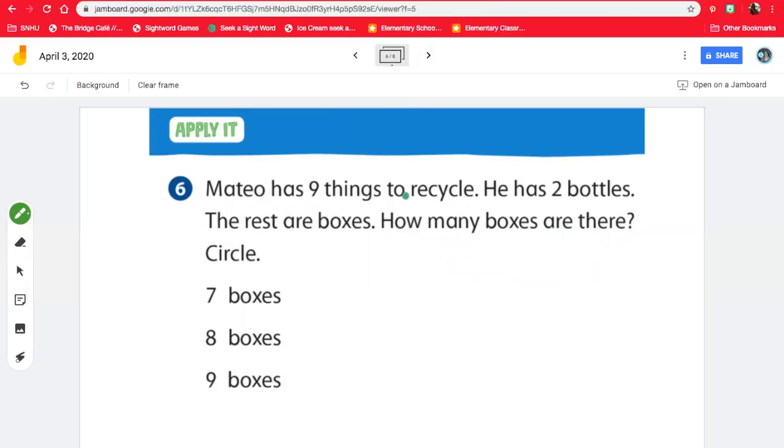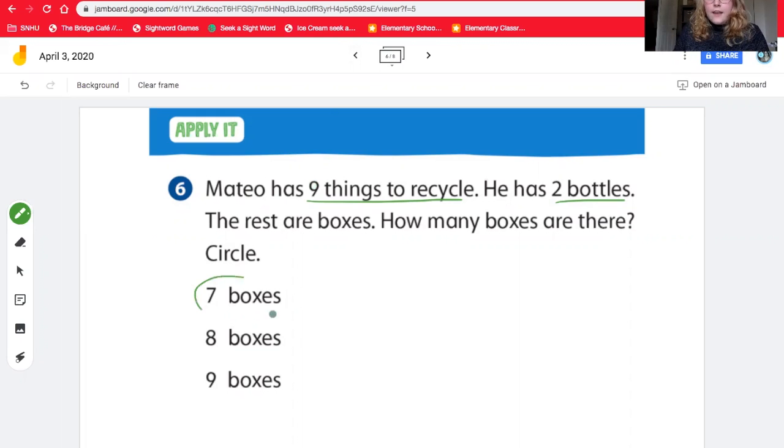Mateo has 9 things to recycle. He has 2 bottles. The rest are boxes. How many boxes are there? So we know he has 9 things to recycle, and 2 of them are bottles. So if we have 2 bottles already, we could start at 2 and count on to 9. So we have 2, 3, 4, 5, 6, 7, 8, 9. So I put up 4, 5, 6, 7 fingers, which means that he has 7 boxes to return.